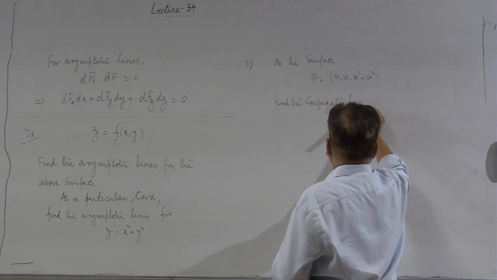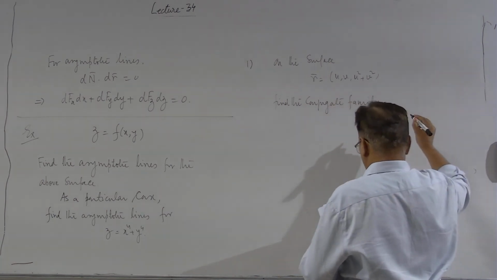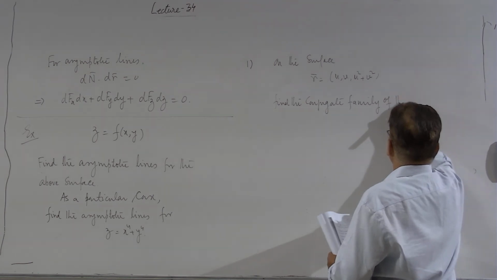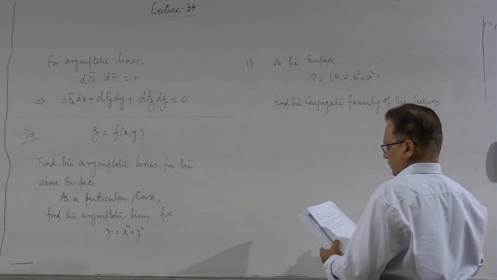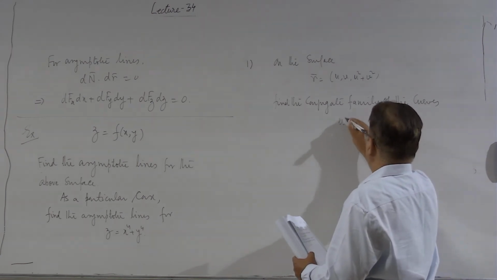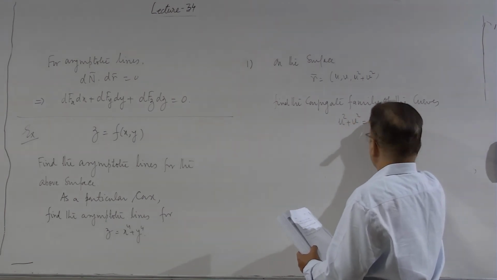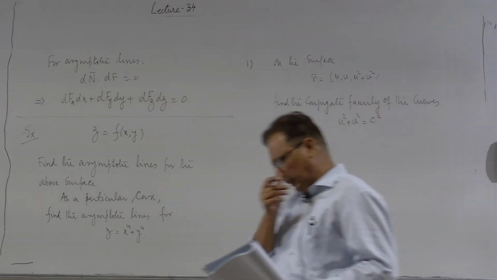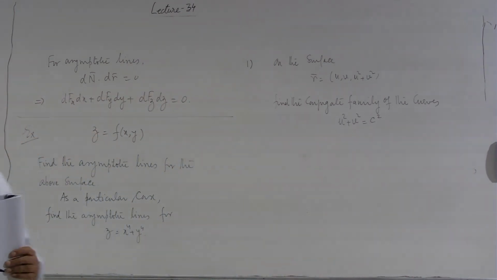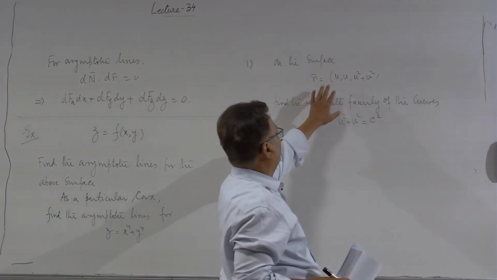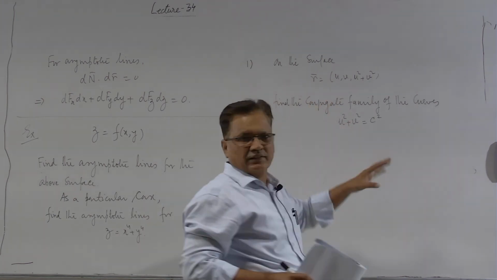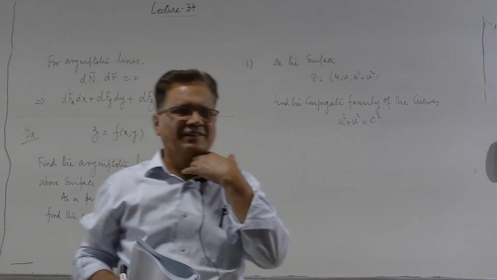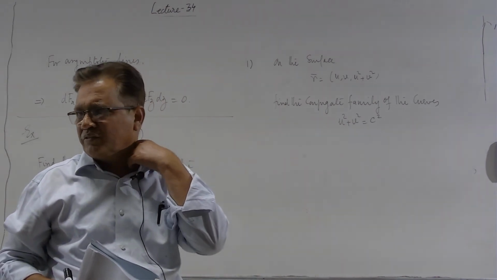of the curves u square plus v square equal to c square. Okay. So, this is the question. I have dealt with this surface in finding the principal directions and lines of curvature. Now, you have to make a little change. One operator is d, other operator is delta, and then work out the conjugate family of curves.